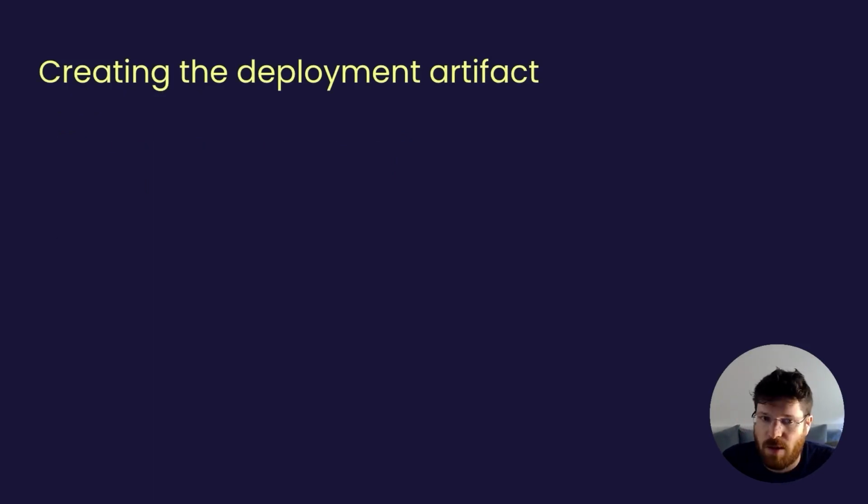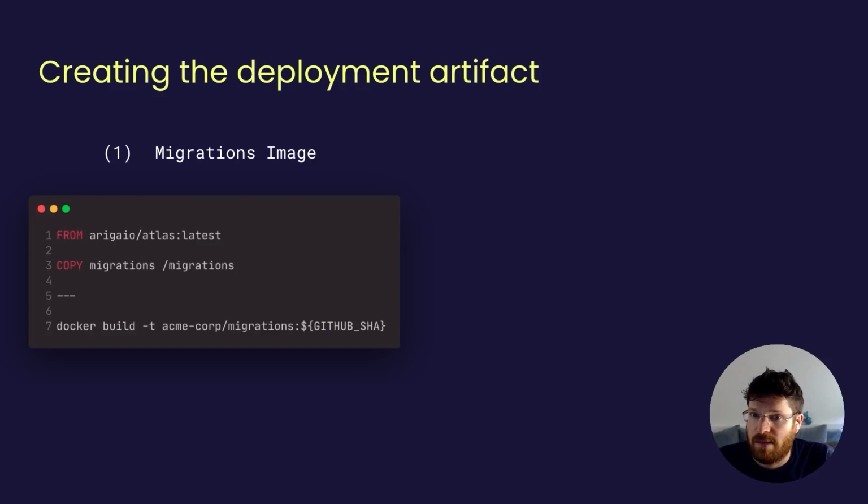So the first thing we need to do before we can actually start deploying schema changes is create these deployment artifacts. Now, I want to suggest a couple of ways you can do it. Of course, there are many other ways that you may come up with, and they are all fine. The first one is to create a custom migration image. This means that during your continuous integration pipeline, whenever you merge changes to your main branch, you're going to build a container image.